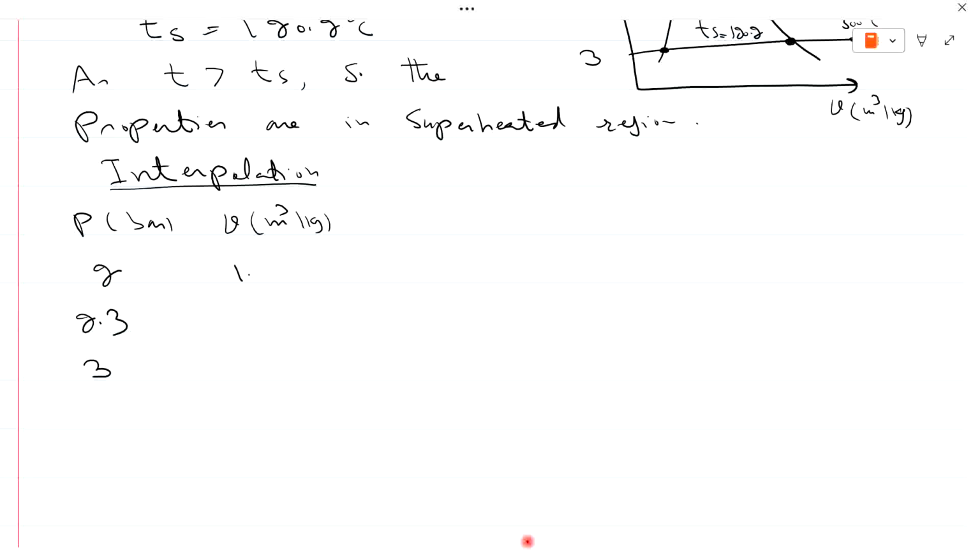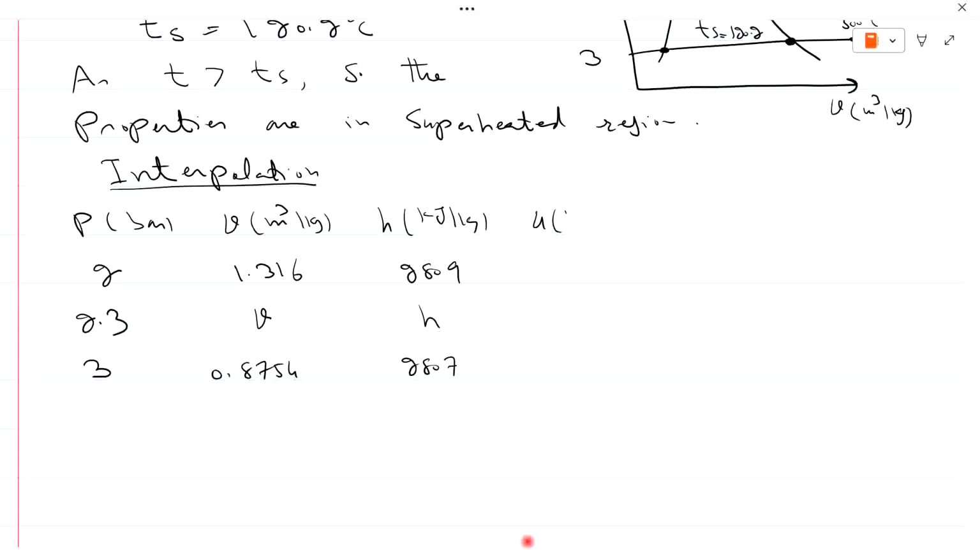Specific volume is 1.316, and at 3 bar and temperature 300 degrees centigrade, specific volume is 0.8754, and here specific volume is required. Similarly, at pressure 2 bar and temperature 300 degrees centigrade, specific enthalpy is 3072 kilojoule per kg, and here required, and at 3 bar and 300 degrees centigrade it is 3070.